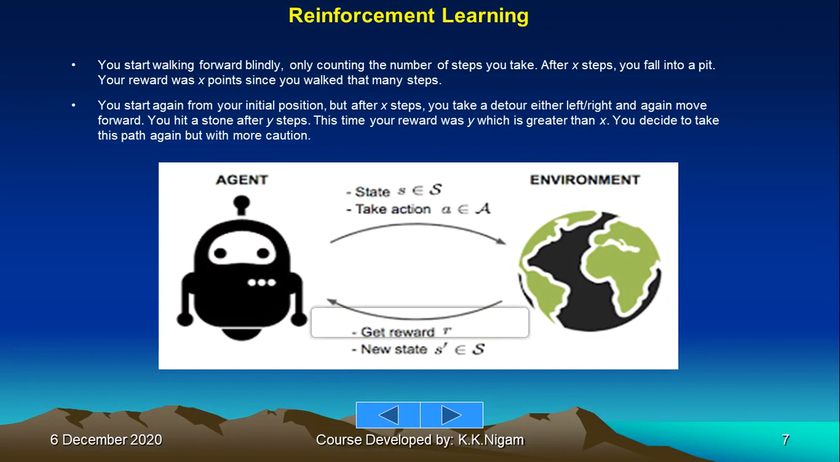Then after X steps, you fall into a pit. Your reward was X points. Since you walked that many steps, you start again from your initial position, but after X steps, you take a detour, either left or right, and again move forward. You hit a stone after Y steps, so this time your reward was Y, which is greater than X. So you decide to take this path again, but with more caution.